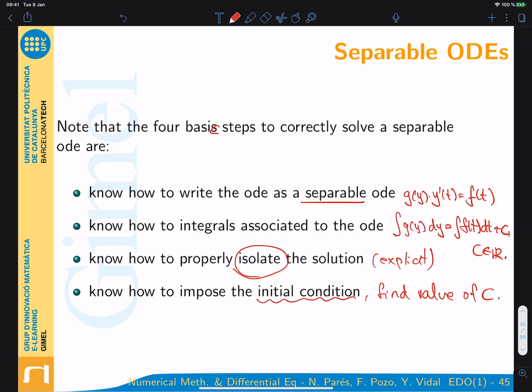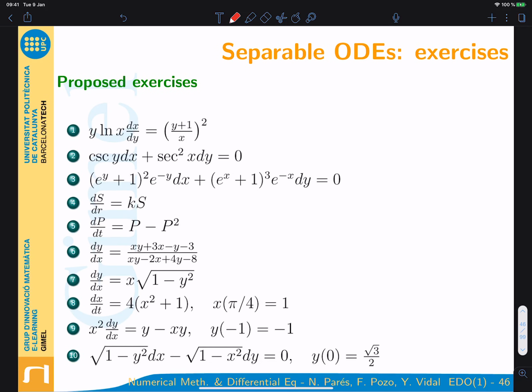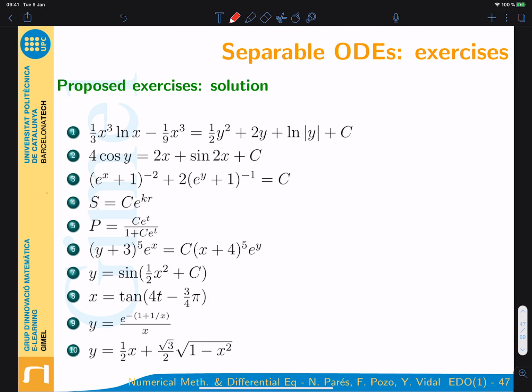In the previous examples, we did not give any initial conditions, so we just found the general solution of the ODE that depends on the C value. I propose you solve the following exercises 4, 5, and 6, and check if you get these solutions.